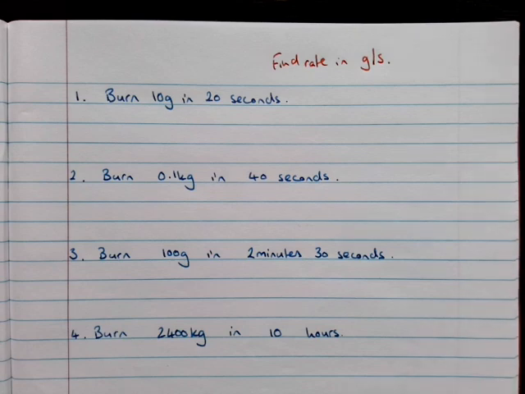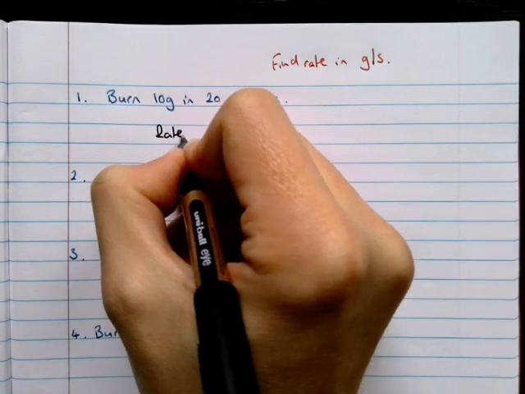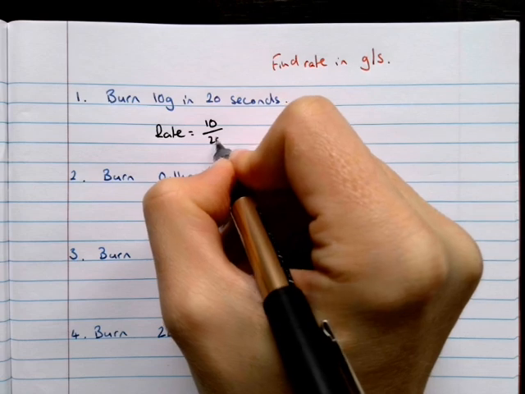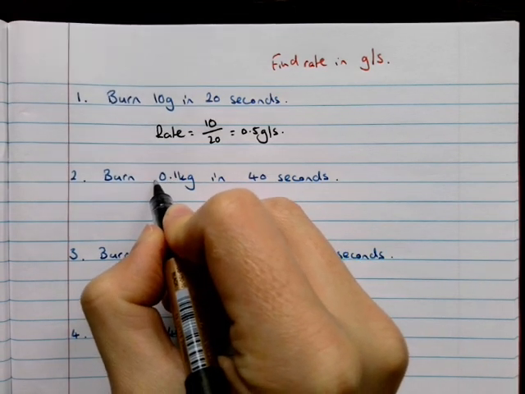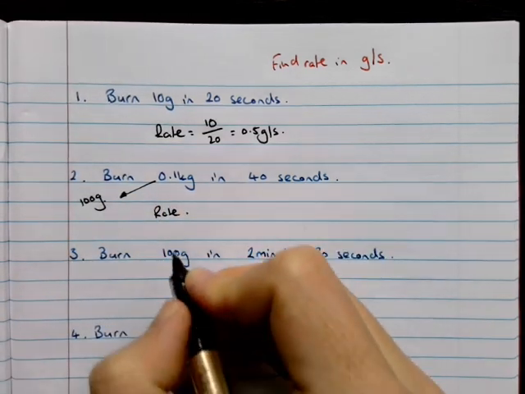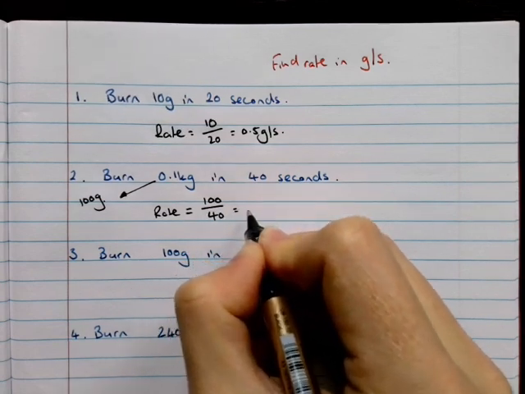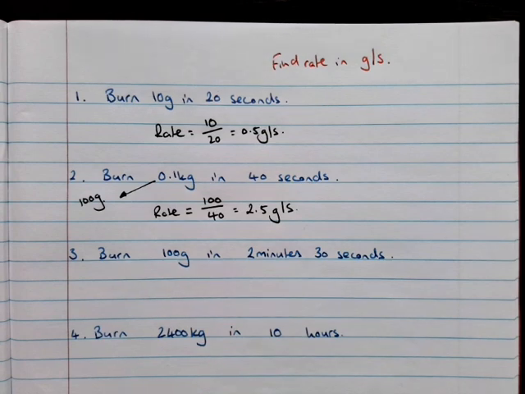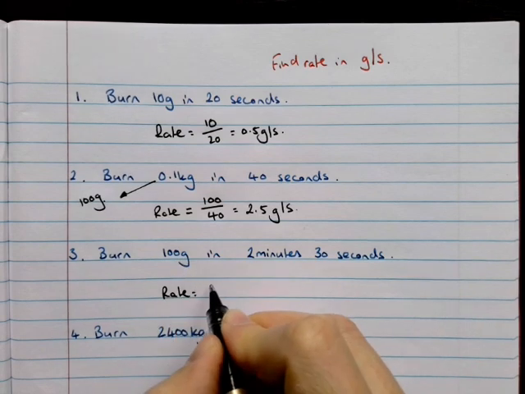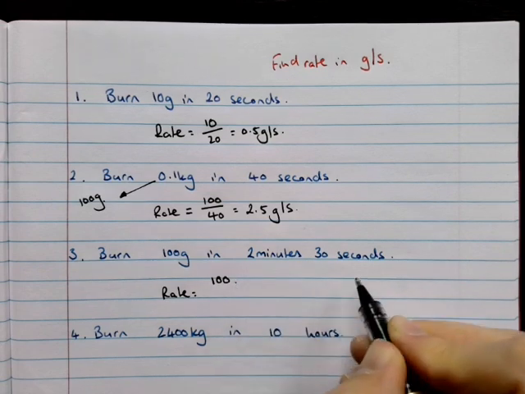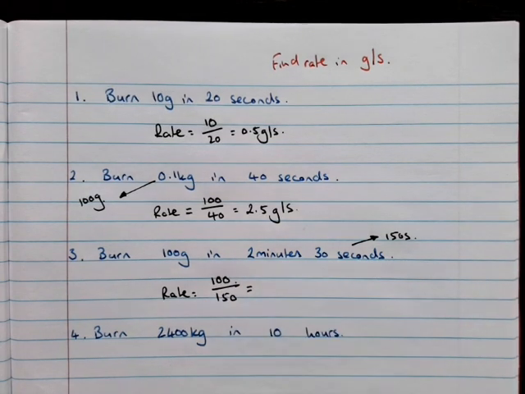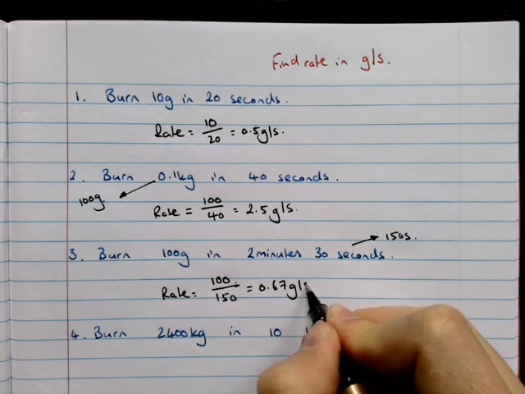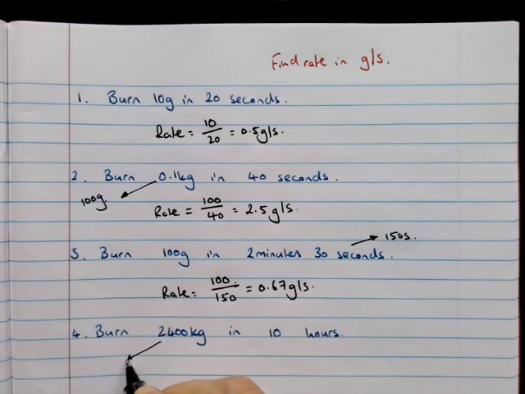Okay, so you should have done those by now. If we now work out the rate for each of these, for this one I've got grams and I've got seconds, so it's easy. It's just 10 divided by 20 equals 0.5 grams per second. For this one, I need to convert my 0.1 kilograms into grams, so that's 100 grams, and my 40 is in seconds, that's fine. So my rate is 100 divided by 40, which is 2.5 grams per second. For my next one, my amount of propane used is in grams, so that's fine, that's 100. And my time here is in minutes and seconds, so that's 150 seconds. So I do 100 divided by 150, which is 0.67 grams per second.